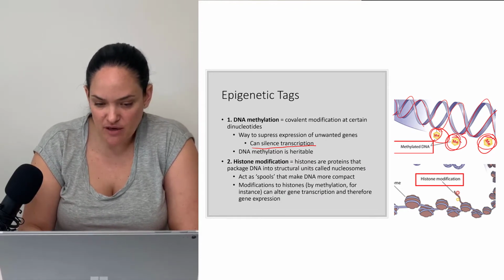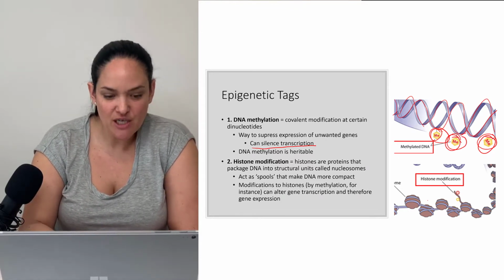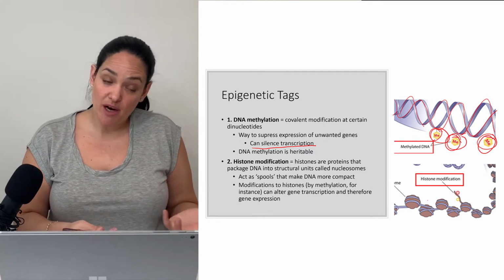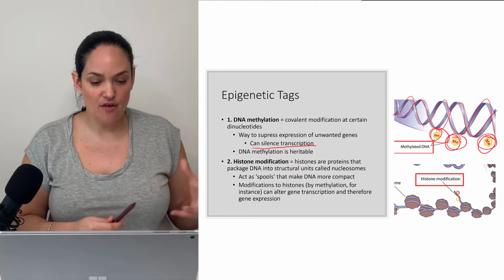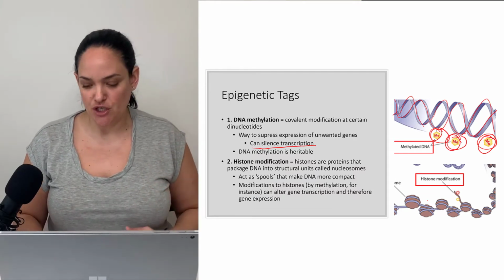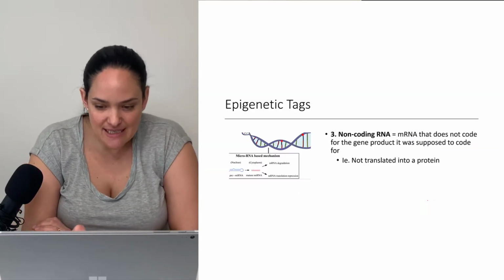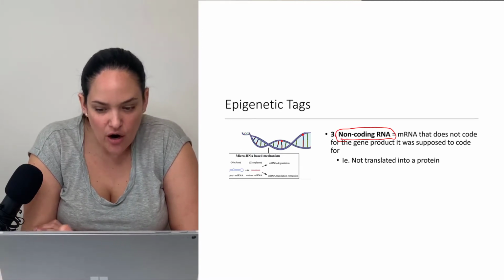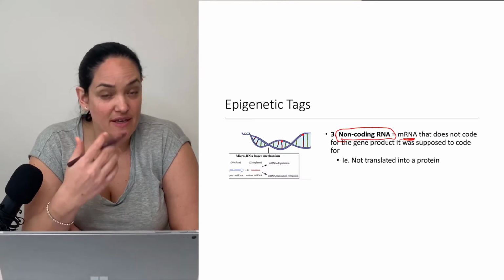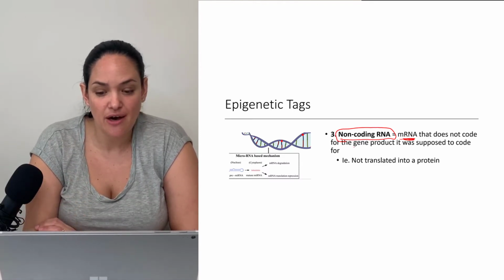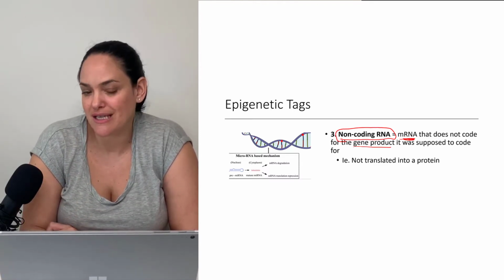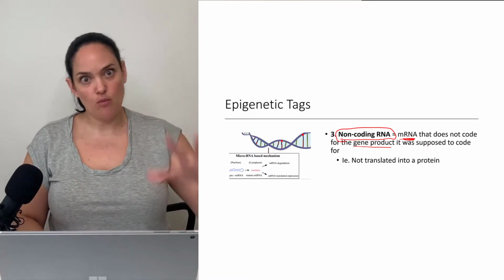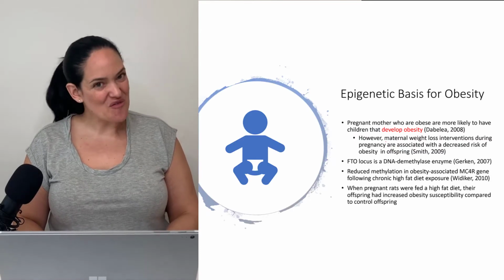Histone modification, we already talked about that. They're like spools that DNA can wind around, and modifications to those histones can again affect gene transcription and gene expression. And then like I said, these microRNAs, sometimes called non-coding RNA, are RNA that's produced from a gene that does not actually code for a gene product like it was supposed to. It's not actually translated into a protein, but again, that's not one of our main focuses for this unit.